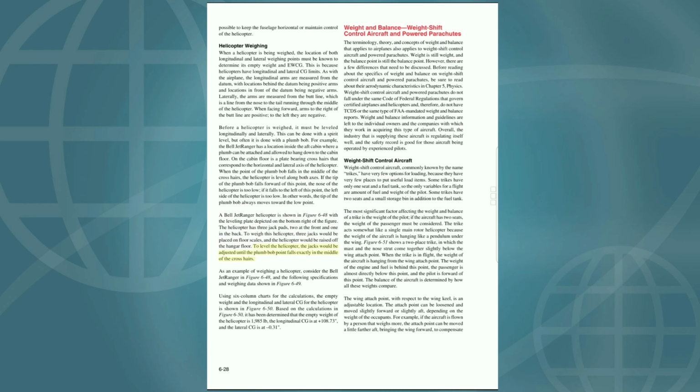To level the helicopter, the jacks would be adjusted until the Plumb Bob point falls exactly in the middle of the crosshairs. As an example of weighing a helicopter, consider the Bell Jet Ranger in figure 6-48, and the following specifications and weighing data shown in figure 6-49. Using 6-column charts for the calculations, the empty weight and the longitudinal and lateral CG for the helicopter is shown in figure 6-50. Based on the calculations in figure 6-50, it has been determined that the empty weight of the helicopter is 1,985 pounds. The longitudinal CG is at plus 108.73, and the lateral CG is at minus 0.31.